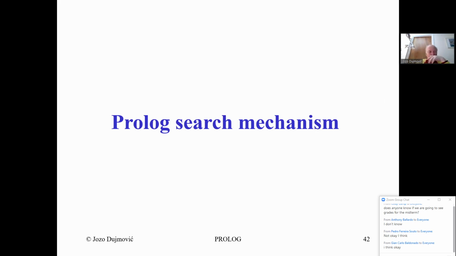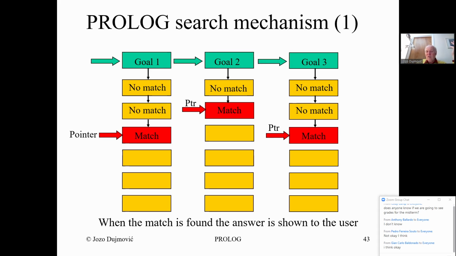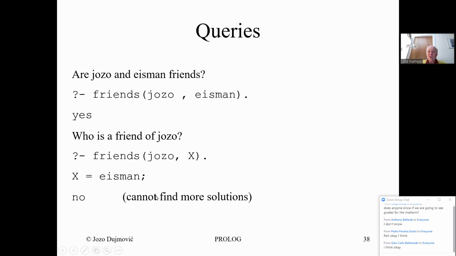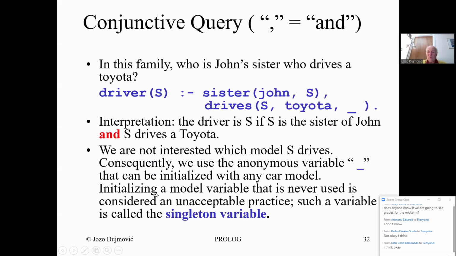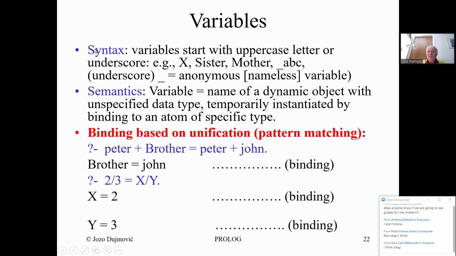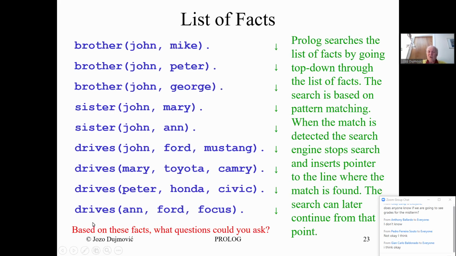So this brings us to a very important topic, the PROLOG search mechanism that we have seen in these previous examples. So let us now show that mechanism from the beginning to the end. What we have here is a database of facts. This is this line of rectangles here. The database of facts is practically what we have here. A fact is that brother of John is Mike, brother, sister, drives. These are all a database of facts. And you go through this database of facts top down, the search engine is going top down and trying to match things with the database of facts. So that's the first thing.